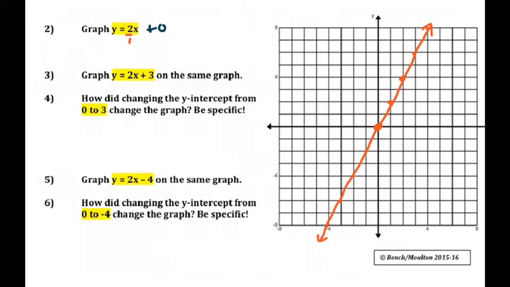Now the next thing, I'm going to do it in a different color, and I'm going to graph the line y equals 2x plus 3. So I want you to pause the video and graph y equals 2x plus 3. You're going to start this one at 3. You're going to go up 2 and over 1, up 2 and over 1.